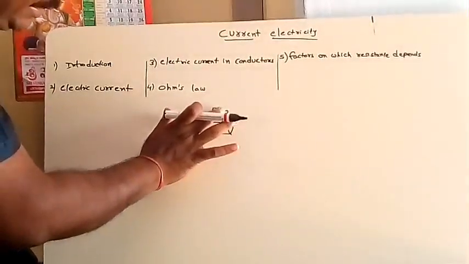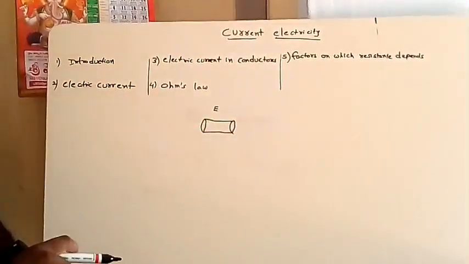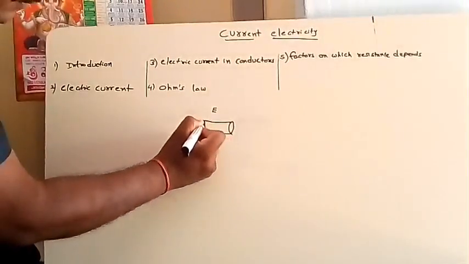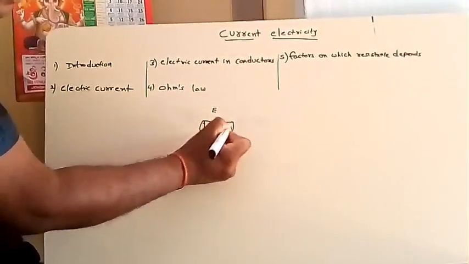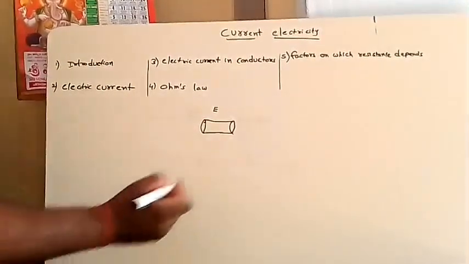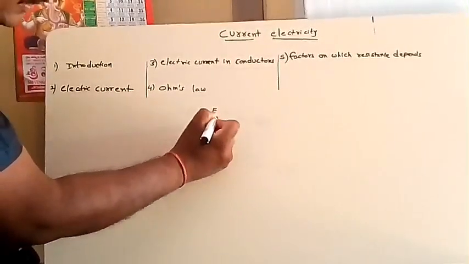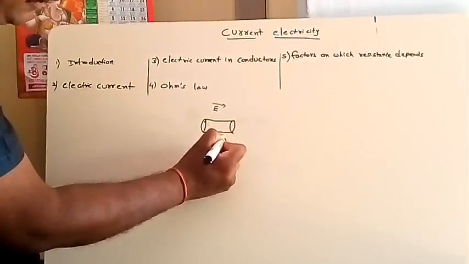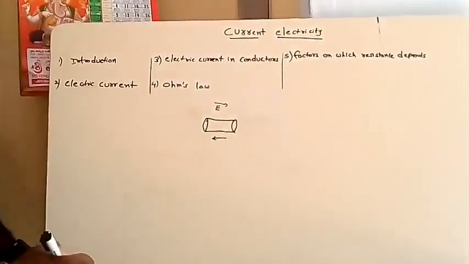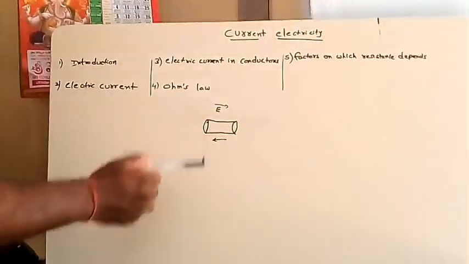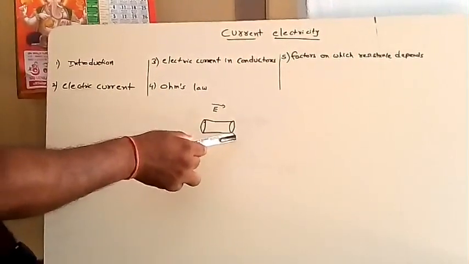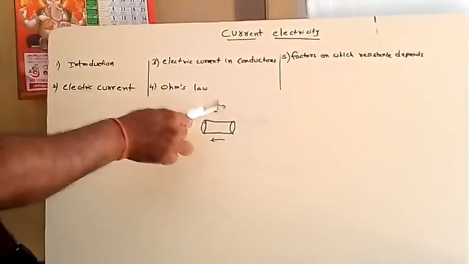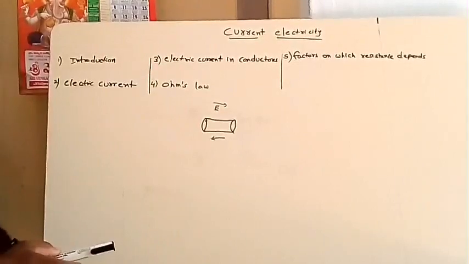Suppose the electric field is present. If the electric field is there, then the net flow of electrons moves opposite to the direction of this electric field. If the electric field is in this direction, then the net flow of electrons will pass opposite to the direction of the applied electric field.